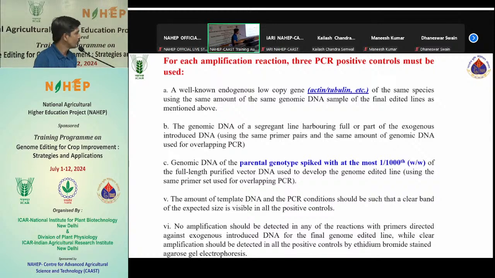The most important point is that no amplification should be detected in any of the reactions with primers directed against exogenous introduced DNA for the final genome edited line, while clear amplification should be detected in all positive controls. As I mentioned, your parent wild type DNA and, as a positive control, wild type spiked with your purified plasmid DNA. Anyway, I'll show you the gel picture, then you will understand very clearly.